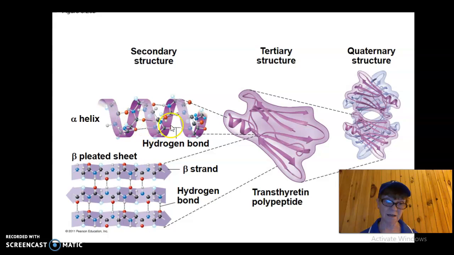Where have we seen the helix before? That's in DNA, where you're going to have that hydrogen bond holding your nucleotide bases together. And in the beta type of secondary structure, you are going to have the pleats like the fan.